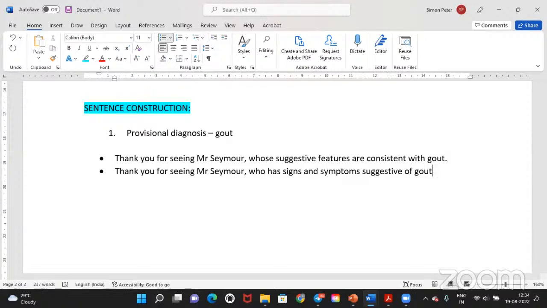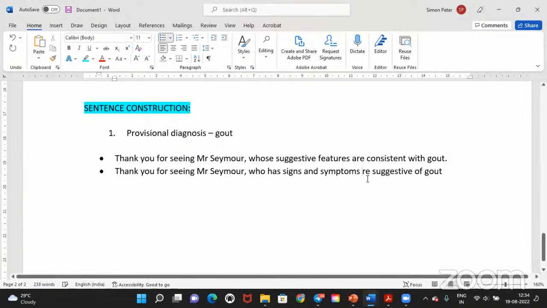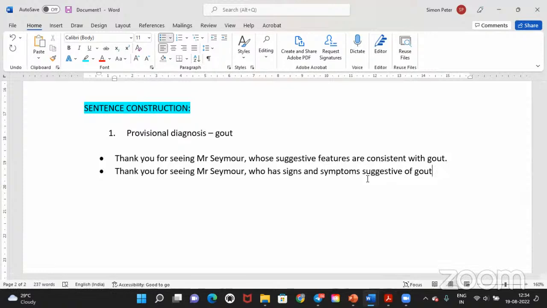Okay, who has signs and symptoms suggestive of gout? Suggesting gout are like this one. Who has signs and symptoms consistent with gout? Okay, you can write like this also. Many people will write many different things. Or you can also write like this.